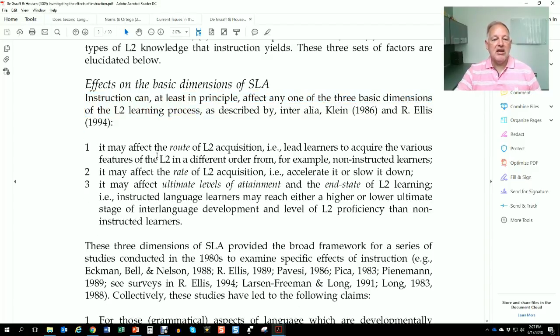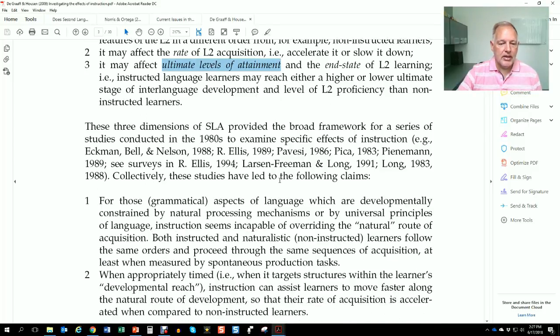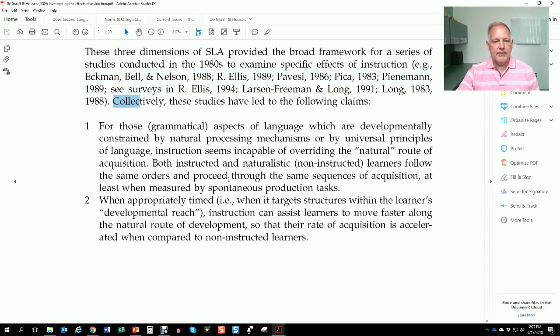So here they talk about how grammar instruction might affect the route of L2 acquisition, right? It might affect the rate, so it could speed it up or slow it down, and it might affect ultimate levels of attainment, or the end state of L2 learning. They summarize some studies, and they say collectively these studies have led to the following claims. For those grammatical aspects of language which are developmentally constrained, we talked about the natural order hypothesis, right? So if acquisition of control of a certain form is way up here in the developmental sequence, then instruction seems incapable of overriding that.